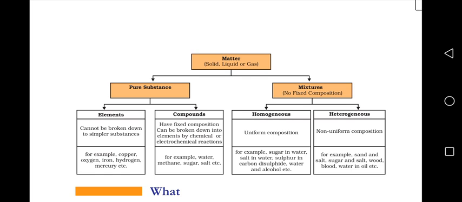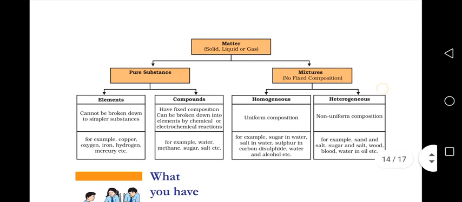For example, homogeneous mixtures: sugar in water, salt in water, sulfur in carbon disulfide, water and alcohol. Okay, so there are so many examples you can give for homogeneous mixtures. For heterogeneous mixtures, you can give sand and salt, sugar and salt, wood, blood, water in oil, milk, cloud, mist. So many examples you can give for heterogeneous mixtures.